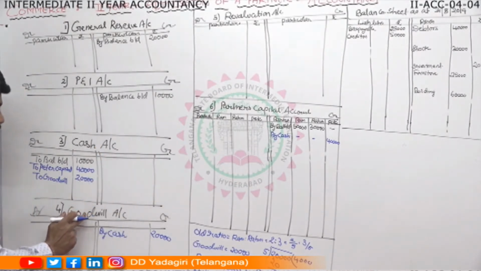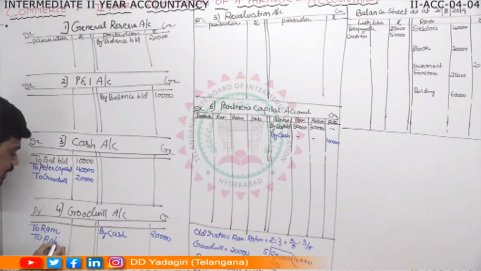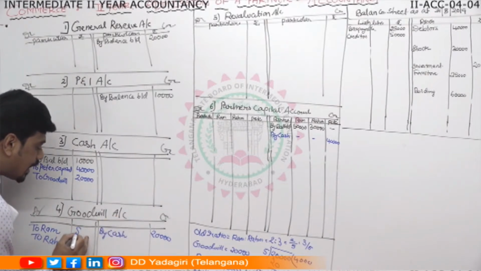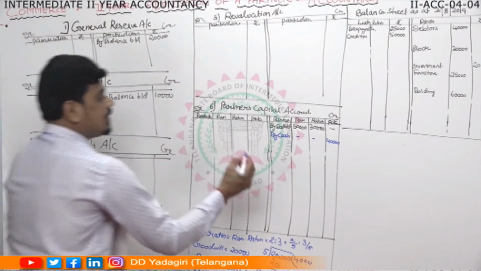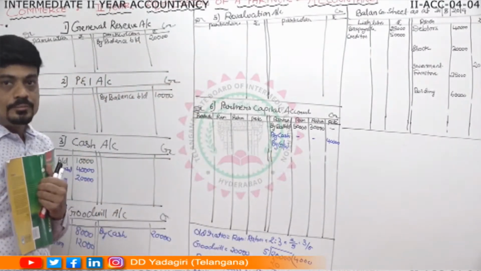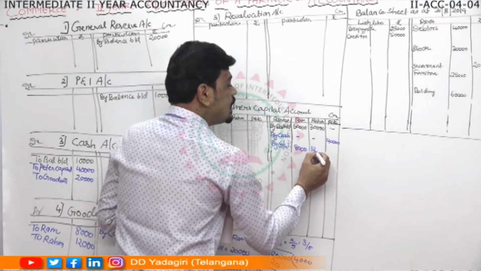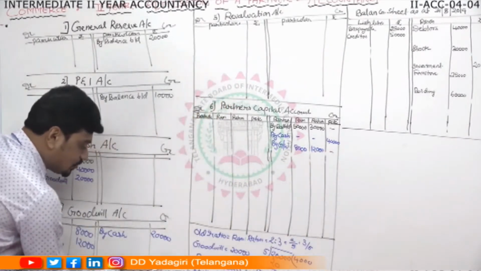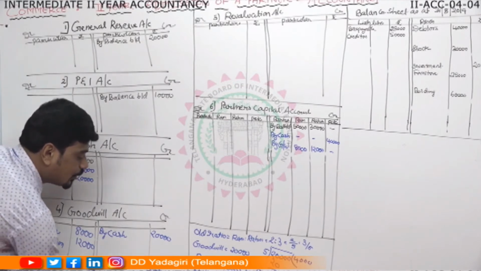What is the entry for distributing goodwill? Goodwill account debit to partners' capital. So to Ram capital, to Rahim capital. Ram got 8,000, Rahim got 12,000. The second effect is in the partners' capital by goodwill. Ram's share is 8,000, here 12,000. Now if you see, automatically your goodwill account is closed. Close it with 20,000 over.